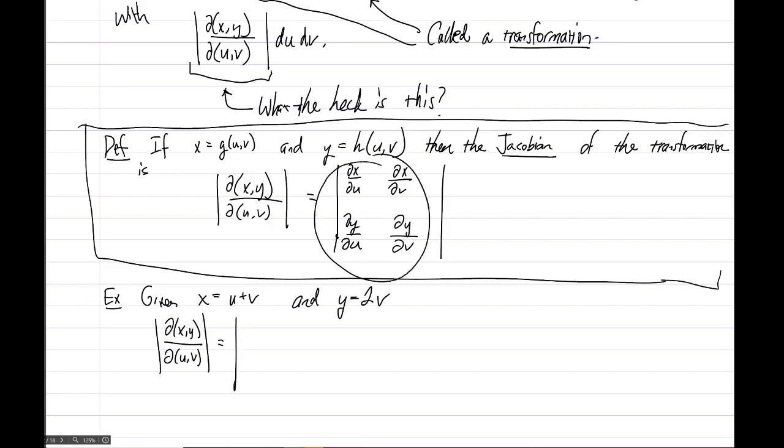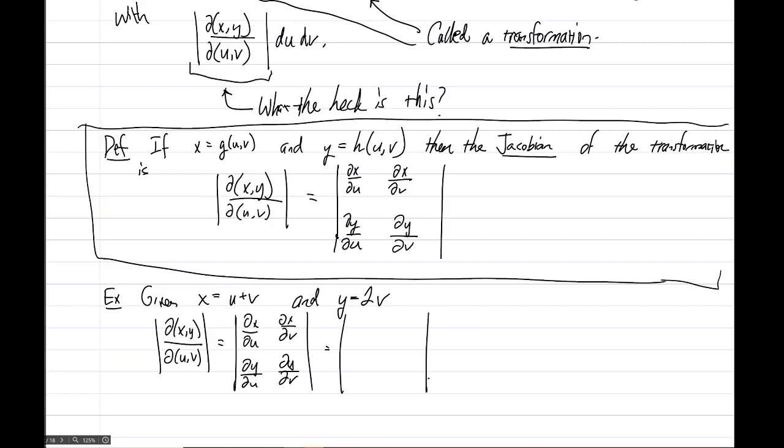Let's just copy down maybe this. You know, in the future you might not copy down, but partial of x with respect to u, partial derivative of x with respect to v, partial derivative of y with respect to u, partial derivative of y with respect to v. And we'll compute the partial derivatives. Okay, so partial of that u plus v with respect to u should be 1 plus 0. We're just going to write 1. Partial of x with respect to v should be 0 plus 1. We're just going to write 1 again. And then partial of y with respect to u, well, u doesn't show up, so the derivative there is 0. And then partial of y with respect to v is 2.